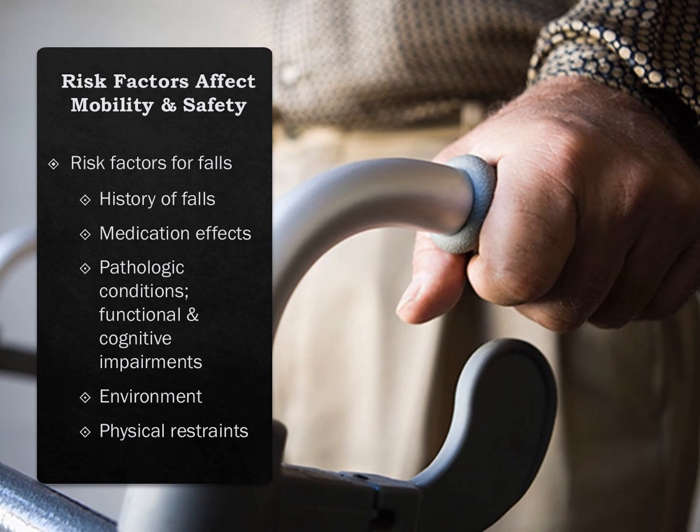Environmental hazards which increase the risk for falls include clutter, poor lighting, and lack of handrails on stairs or grab bars in the bathroom. Physical restraints. A physical restraint is any device, method, or equipment that immobilizes or reduces the ability for a person to move his or her arms, legs, body, or head freely. This includes belts, hand mitts, soft wrist restraints, full side rails, etc.